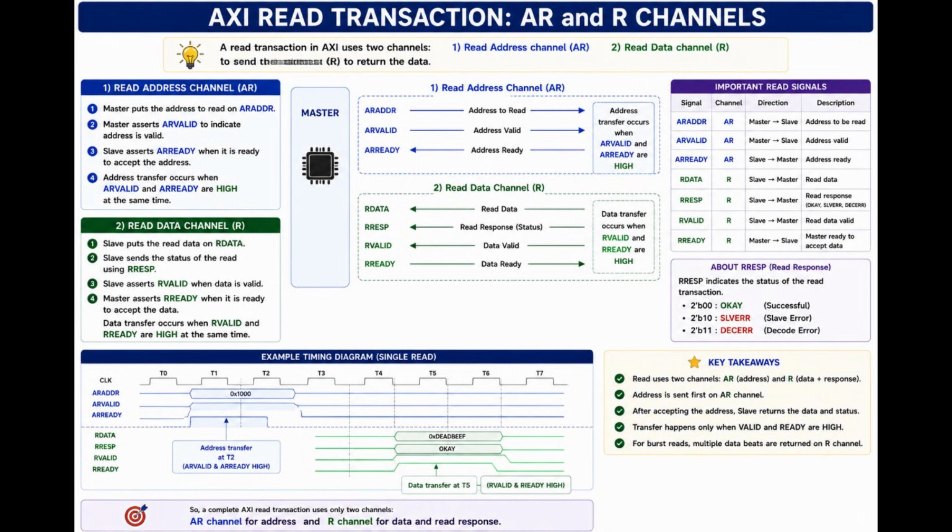Remember, it is not a separate channel, it's just a signal. In case of write, we had a write response channel, right? So it is not like that. It is not a separate channel, it's a signal only. The slave asserts RVALID to indicate that the read data and response are valid, and the master asserts RREADY when it is ready to accept them. So a complete AXI read transaction uses two channels, AR for the read address and R for the read data and response.